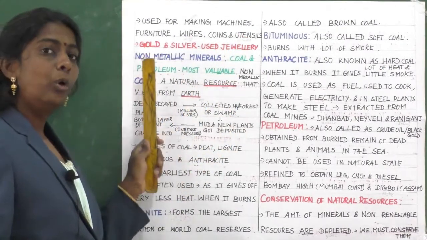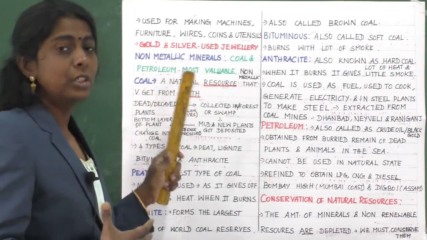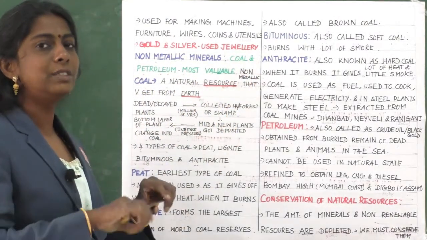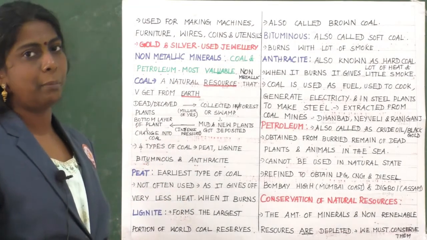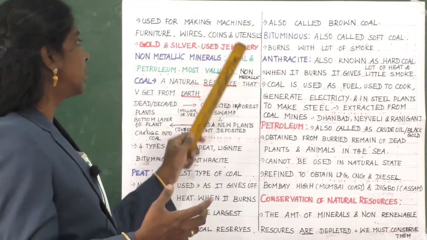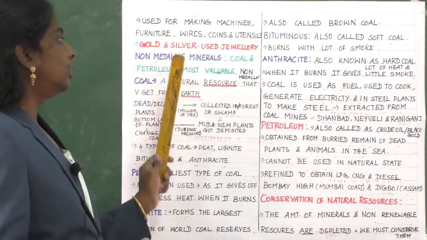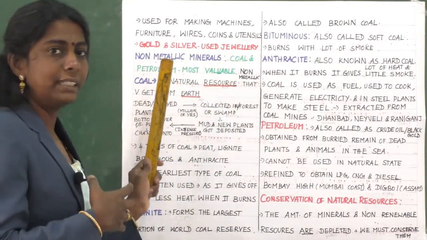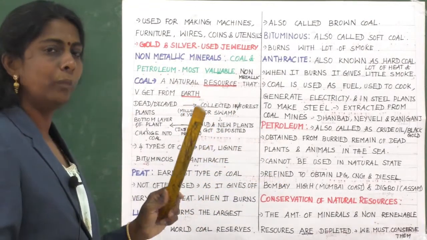Clear? Then, gold and silver. What are they? They are basically metallic minerals. So, here they are used for making jewelry. Clear? So, this is what about metallic minerals. Now, about the second type, that is non-metallic minerals. The most common are coal and petroleum. Coal and petroleum are the most valuable non-metallic minerals. Clear? So, let us learn about the first non-metallic mineral, coal.